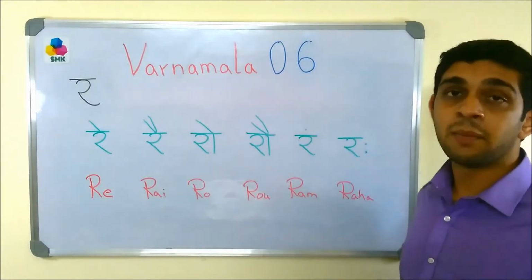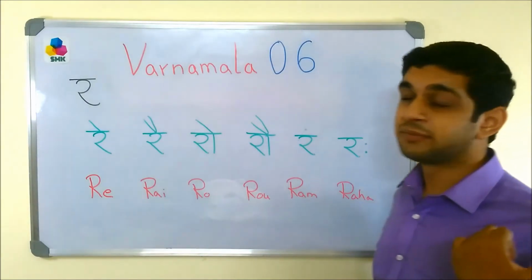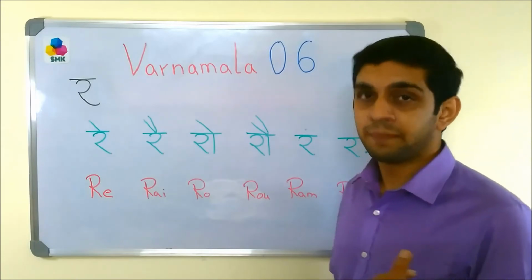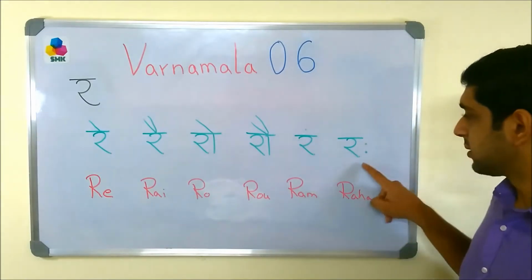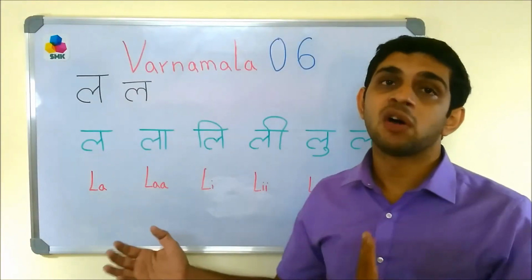R and um, Rum. It's not Ram, it is Rum. We can pronounce it like R-U-M, Rum. Different. And R and Aha is Raha. So the next alphabet is L, long.